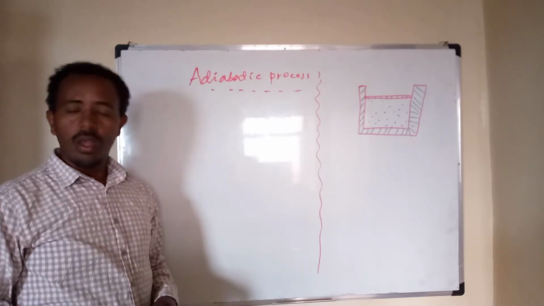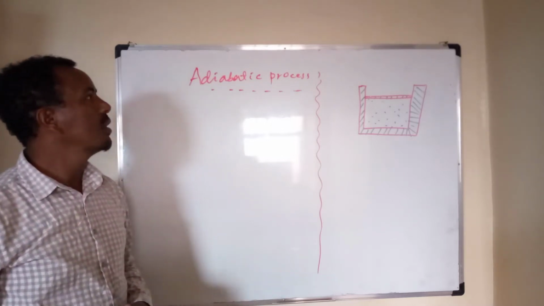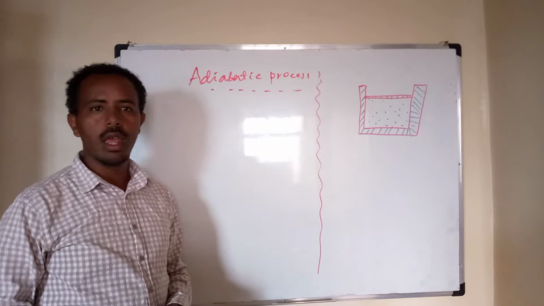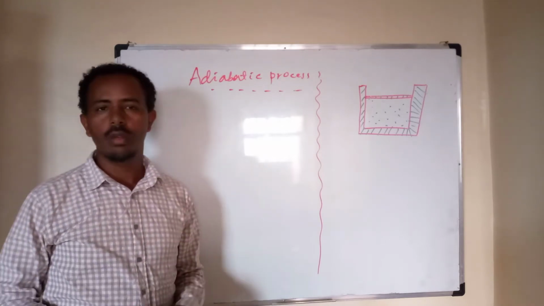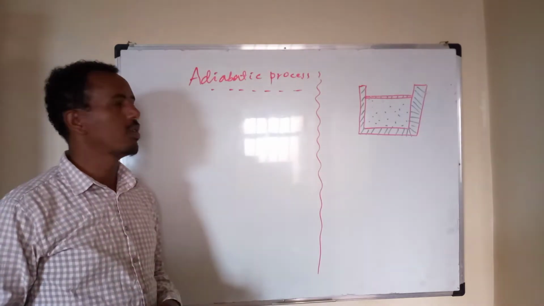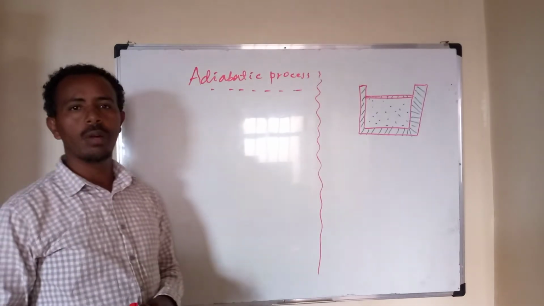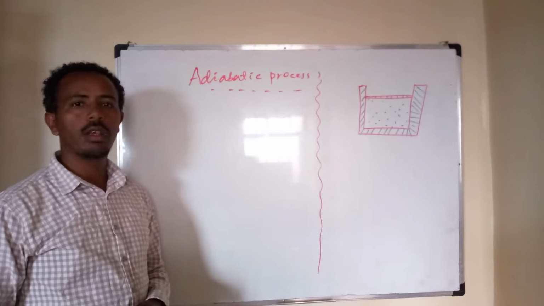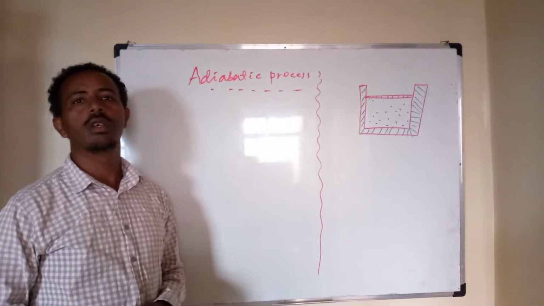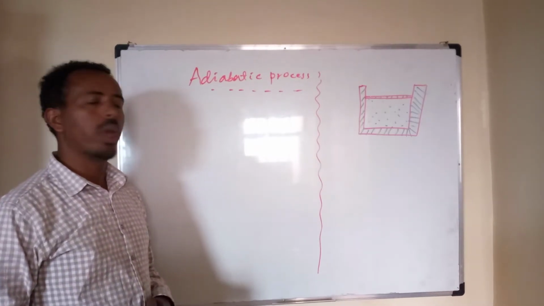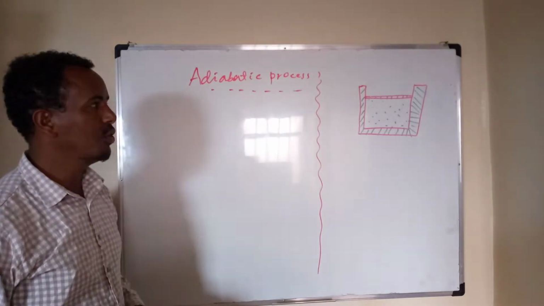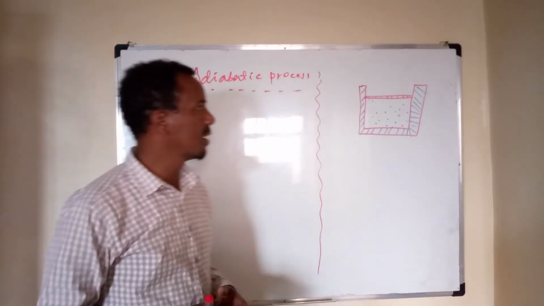Okay, in the previous two videos, we have seen about thermodynamic process, isothermal process, isochoric process, and isobaric process. Here we will study about adiabatic process. Adiabatic process is the process that takes place when there is no heat exchange between the system and the surrounding.